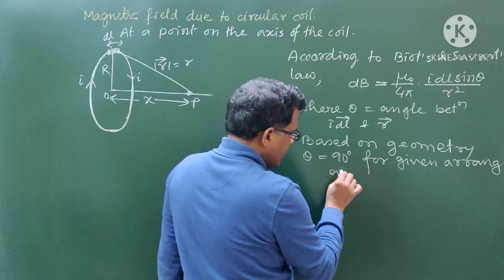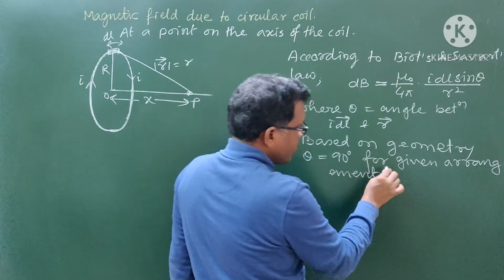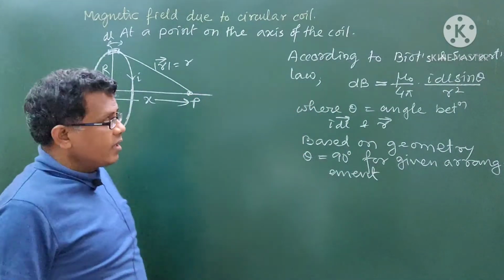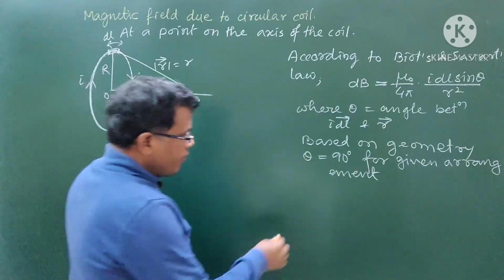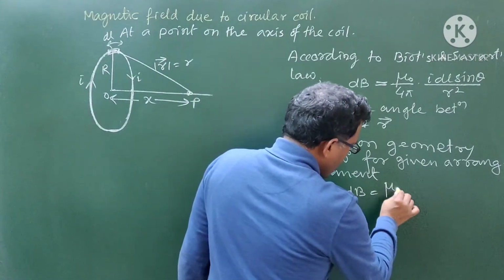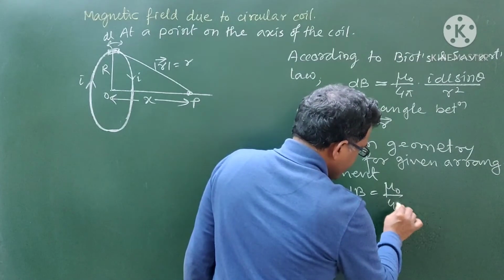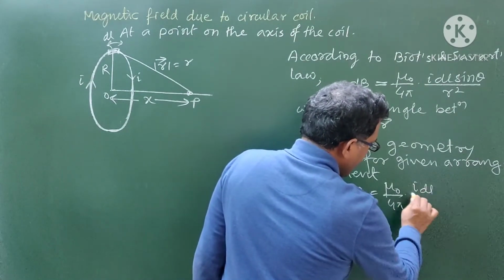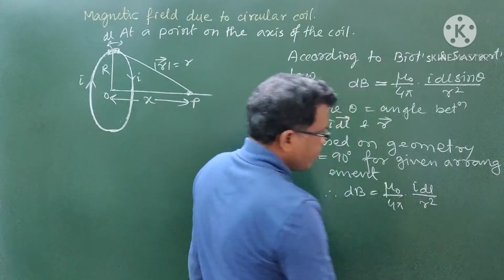For the given arrangement, theta is 90 degrees. So that means sine 90 will be 1. That means the value of the dB expression will become mu naught by 4 pi, I dl by r square, because sine 90 will be 1.